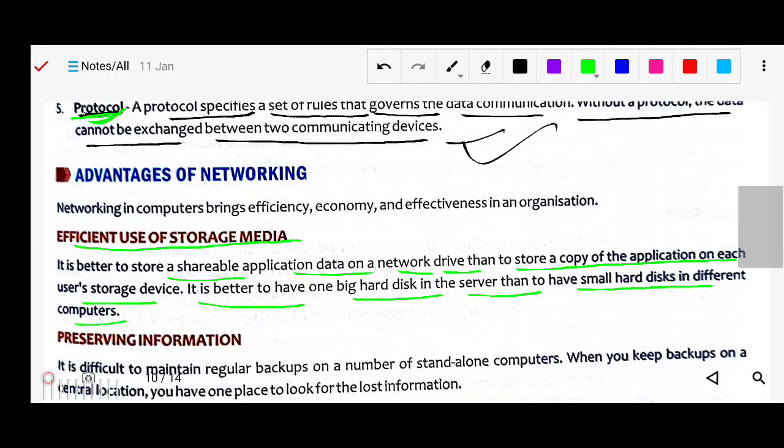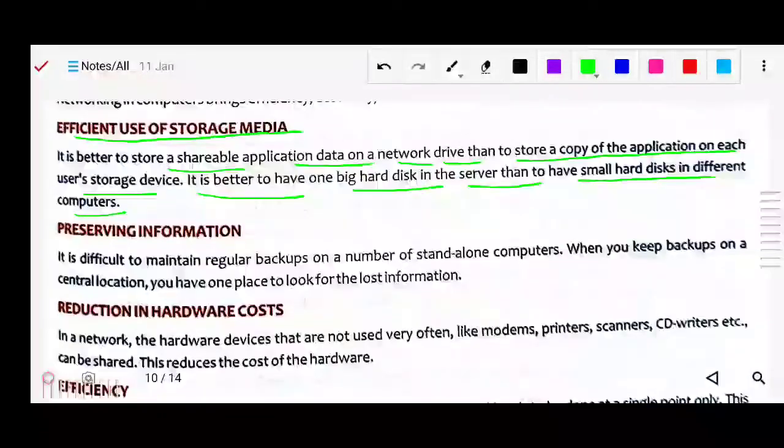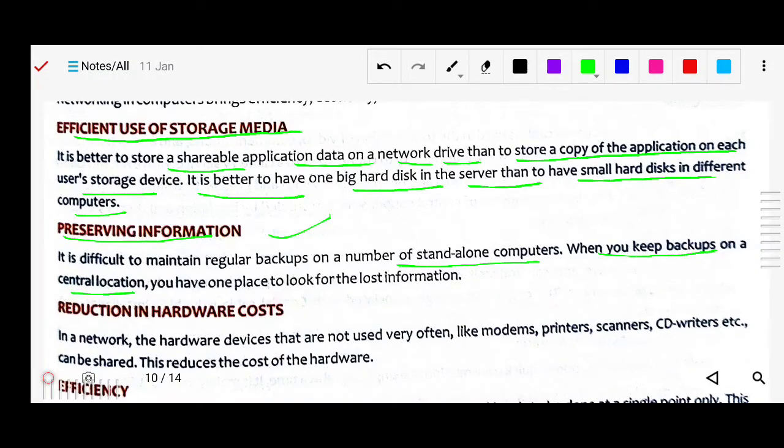Next part is preserving information. It is difficult to maintain regular backup on a number of standalone computers, as I have just told. When you keep backup on a central location, you have one place to look for lost information. Like if there is one hard disk, it is easy to retrieve the data also.